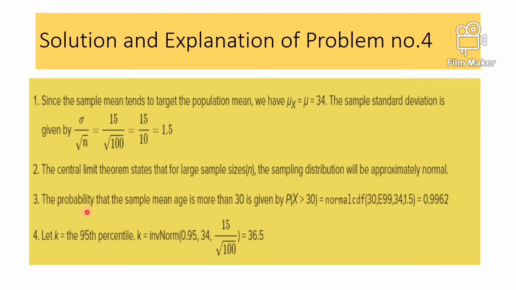The probability that the sample mean age is more than 30 is given by the probability of x greater than 30. If you look in the normal distribution table, it is around 0.9962. For the 95th percentile, the 0.95, we use 34 plus 1.645 times 15 divided by the square root of 100, and the answer is 36.5.